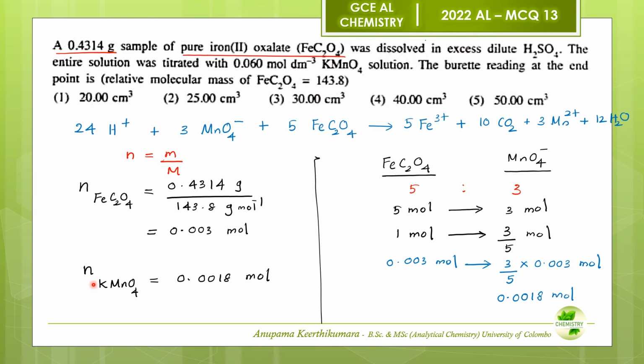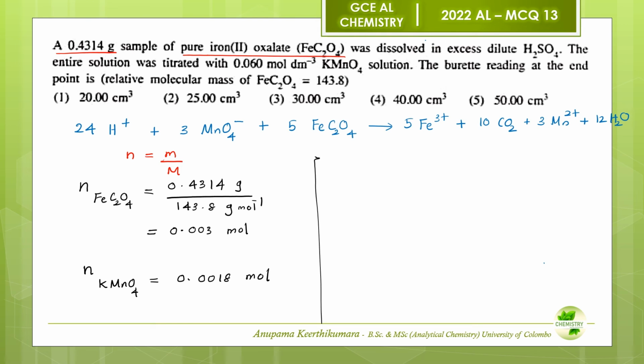The number of moles of potassium permanganate is the same as the number of moles of permanganate ions. The concentration of potassium permanganate is given. We have calculated the required number of moles of potassium permanganate. Now we can calculate the burette reading, or in other words, the volume of potassium permanganate. Concentration equals number of moles divided by volume. Therefore, volume equals number of moles divided by concentration.